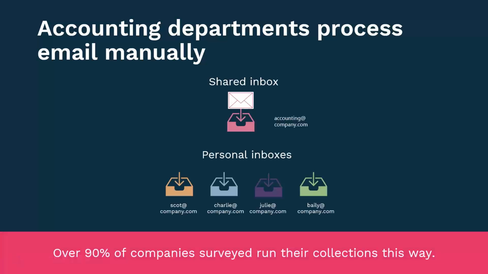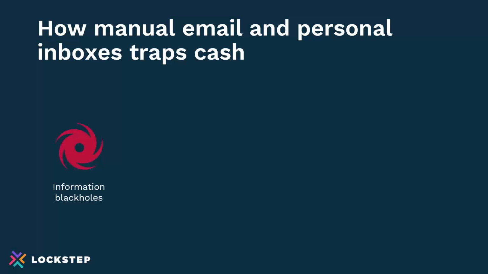We interviewed through surveys over 900 companies, and we found that over 90% of them run collections this way. They're using Outlook and Excel, personal inboxes, and then using spreadsheets to track things. The problem this creates is that these are cash traps, especially the personal inbox. Once an email is sent from a personal inbox, the conversation back and forth with the customer is going to be sucked into an information black hole, especially if that person is out of the office or busy on another project. The conversation can stall, right? And nobody has visibility into that personal inbox. It's not visible to others on the team.